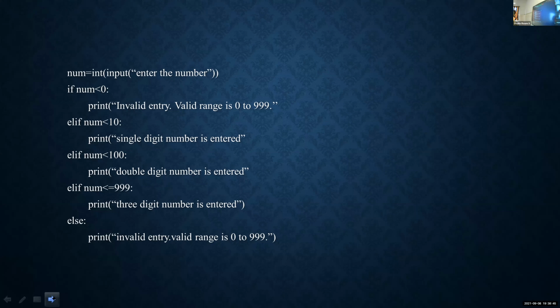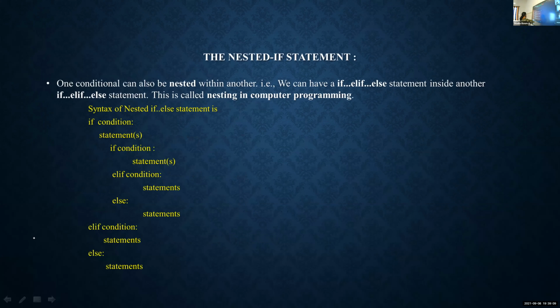How can we check? If the number is less than 10, it is a single digit number. If the number is less than 100, it is a 2 digit number. If the number is less than 1000, it is a 3 digit number. So first you want to input one number. That is the first statement.